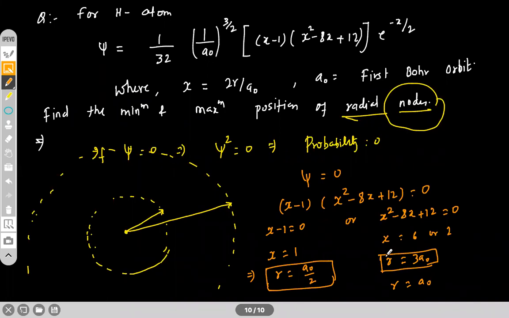Now the next question: if I ask you here, how many nodes do we have for this? Number of nodes? Three nodes we have. Why three? Because we are getting three values of r for which psi equals 0. Yes or no?